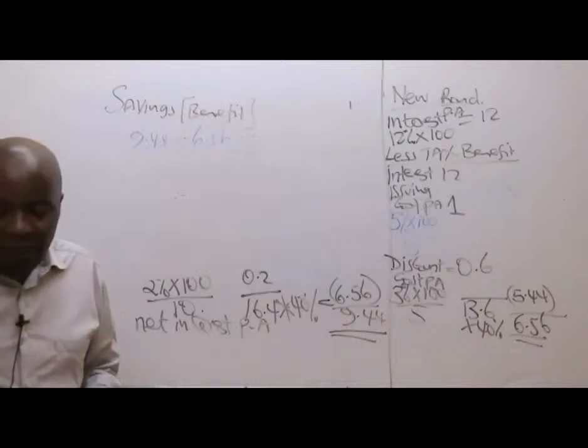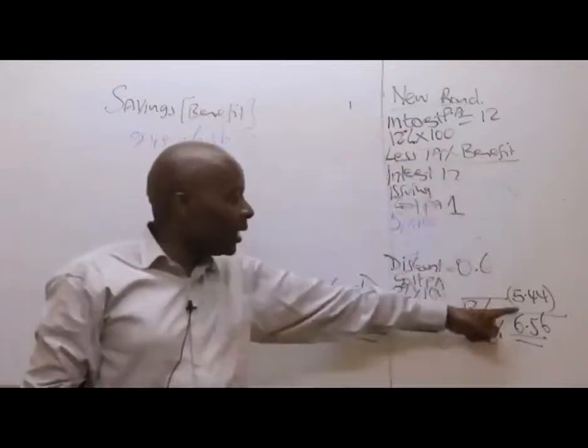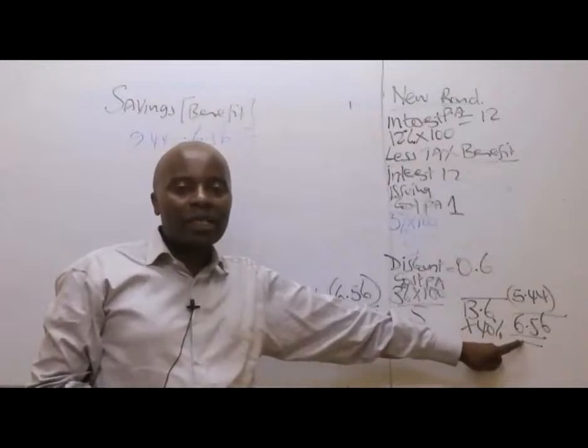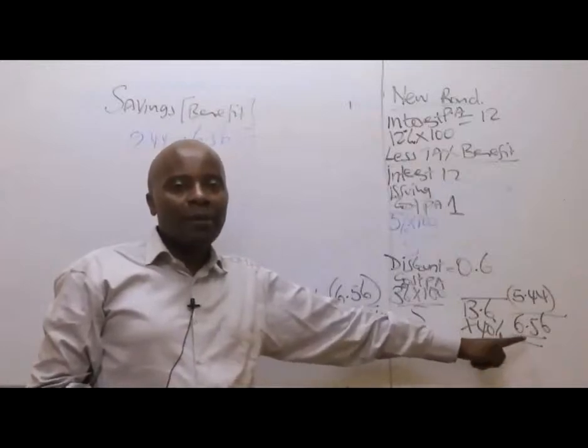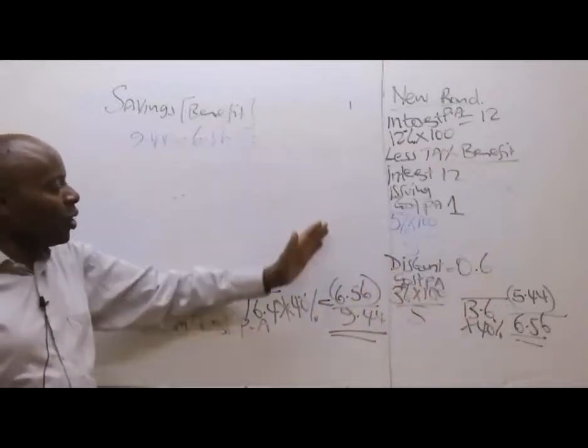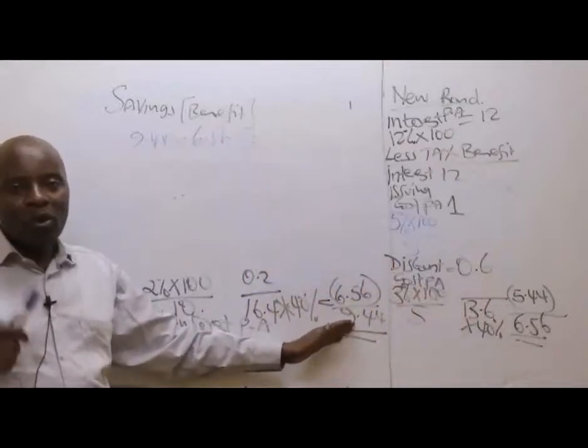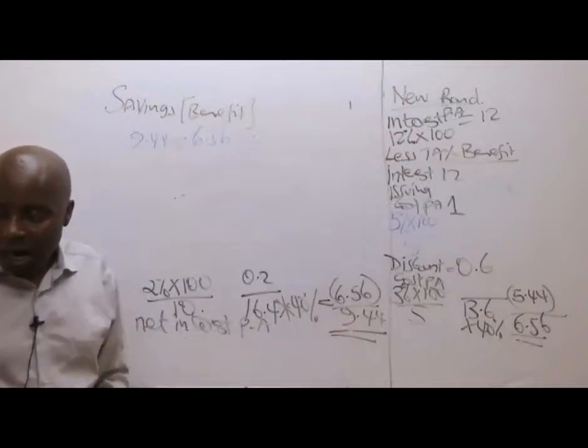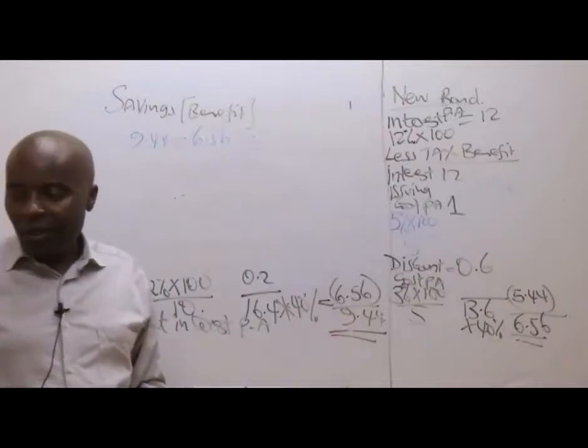Why am I picking the new bond? Because the net interest payable here is lower. I'll be paying only 6.56 as compared to the old. You can see the old bond, I'm paying more. I hope I've answered your question.